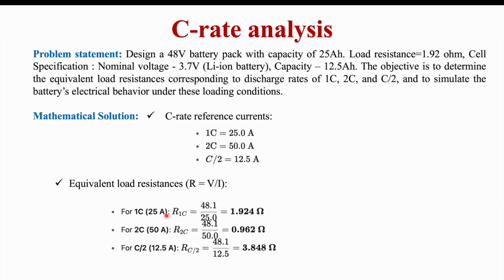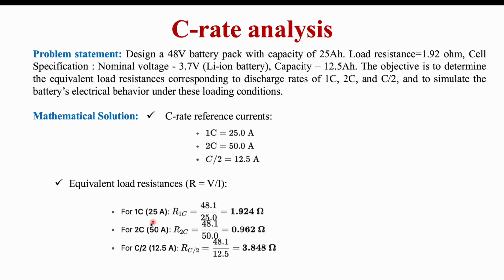For 1C, 25 ampere, the resistance is calculated as, we already calculated this as the design battery pack voltage, that is 48.1 divided by 25, and the resistance is 1.924 ohm. For the 2C, the resistance value will be 0.962 ohm, and for C by 2 the resistance value will be 3.848 ohm. So this resistance value will be used to model the battery under different loading conditions during simulation.